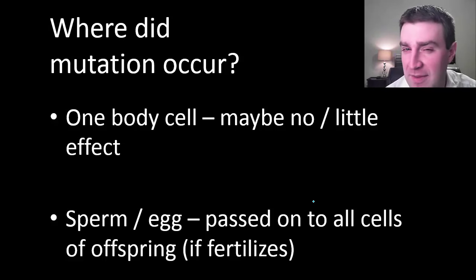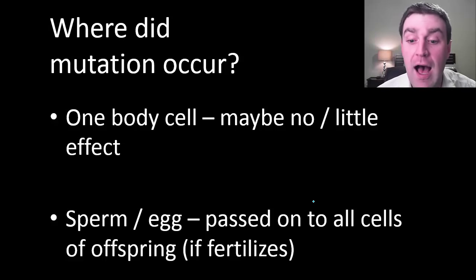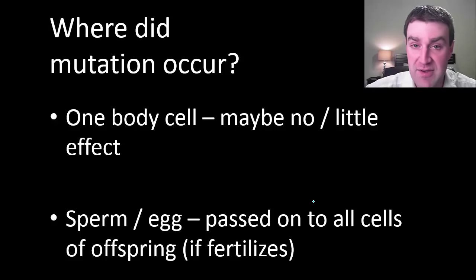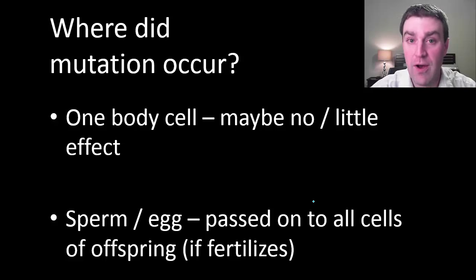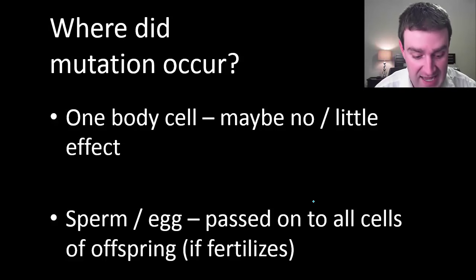And then the other thing to think about is what if the mutation is in a reproductive cell, like a sperm or an egg cell from mom or dad? If that mutation is passed on to the offspring, then all of the offspring cells will have that mutation because when offspring grow and make up their body of all those cells, it's doing that copying cell division, mitosis.